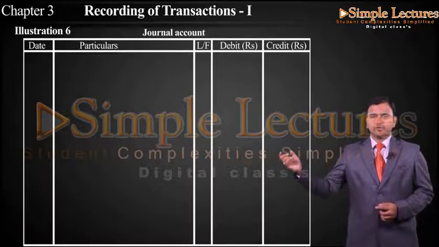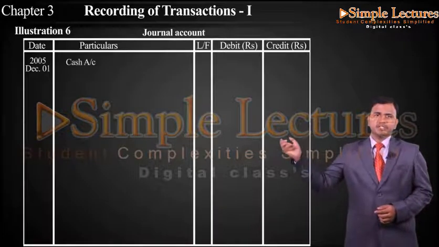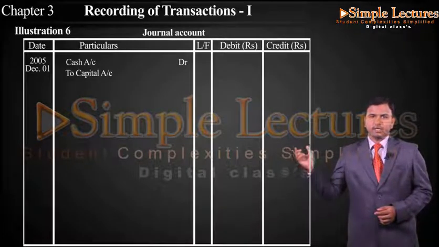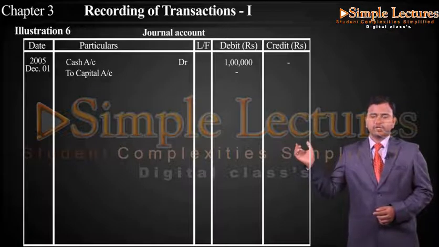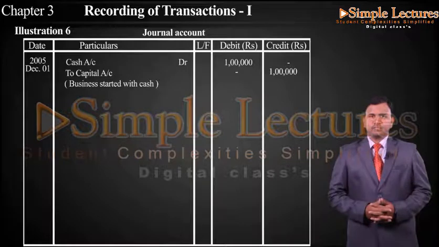In the date column we are going to record December 1st. So, the entry will be: cash account debtor to capital account, 1 lakh debit and 1 lakh credit. Narration: being business commenced with cash.